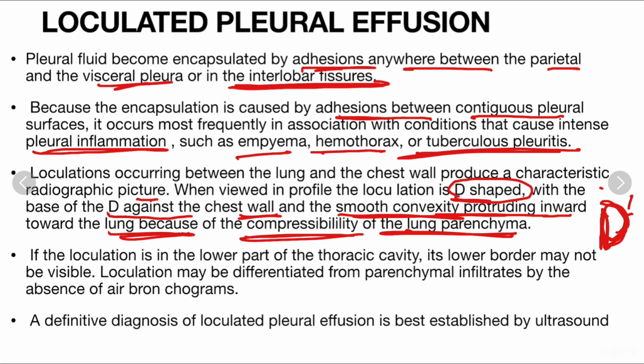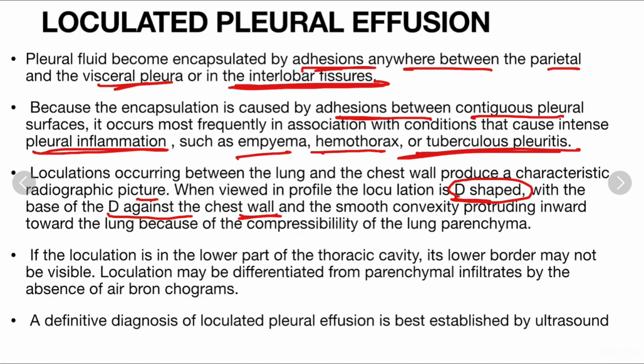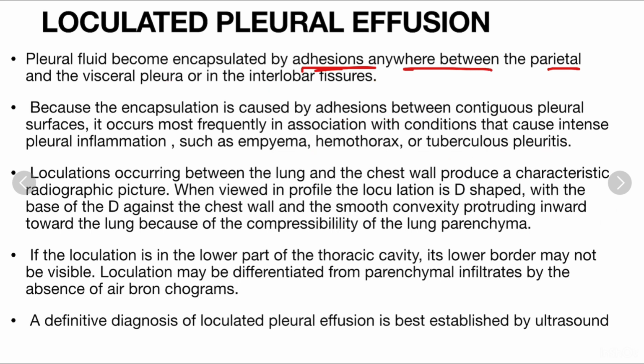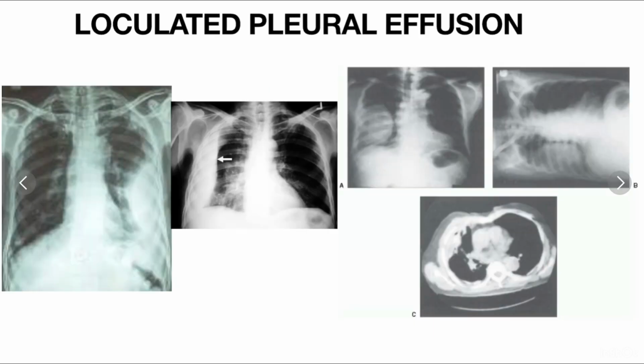If the loculation is in the lower part of the thoracic cavity, the lower border may not be visible, and the loculation may be differentiated from the parenchymal infiltrate by the absence of air bronchograms. The absence of air bronchograms can easily differentiate it from the consolidation of a parenchymal infiltrate. A definitive diagnosis of loculated pleural effusion is made by ultrasonography, USG. By USG we can easily differentiate the loculated pleural effusion from any underlying disorder.